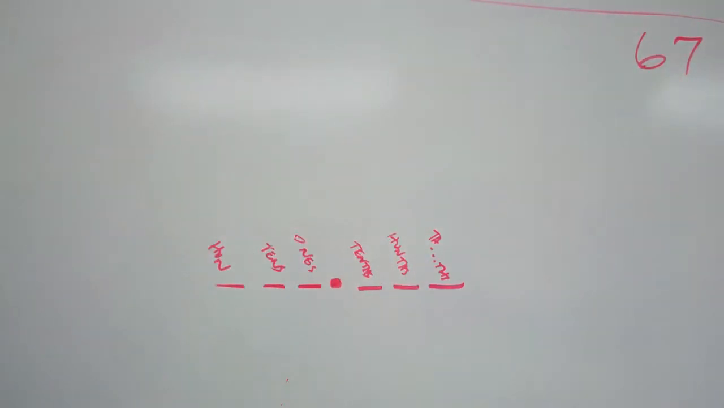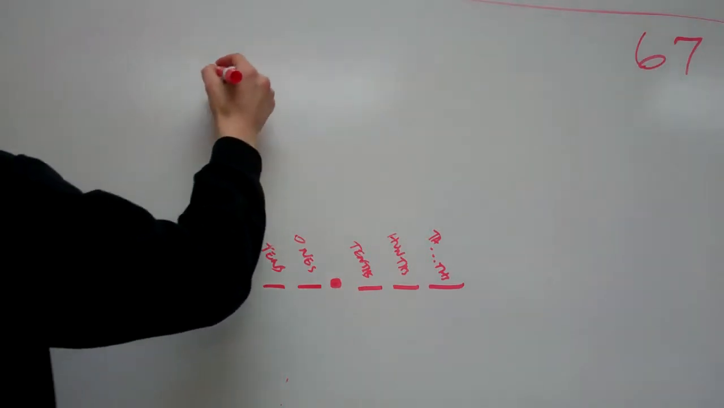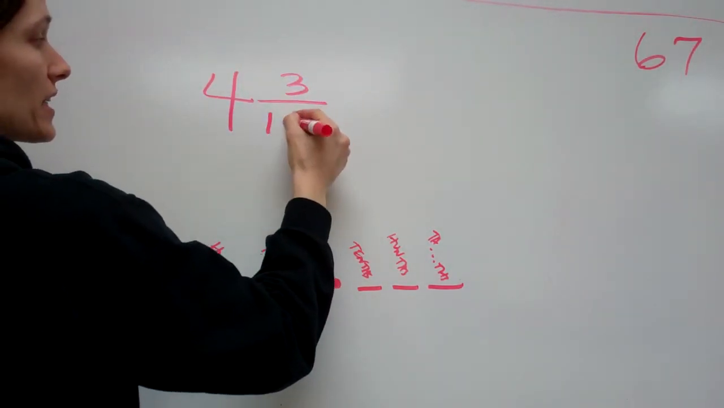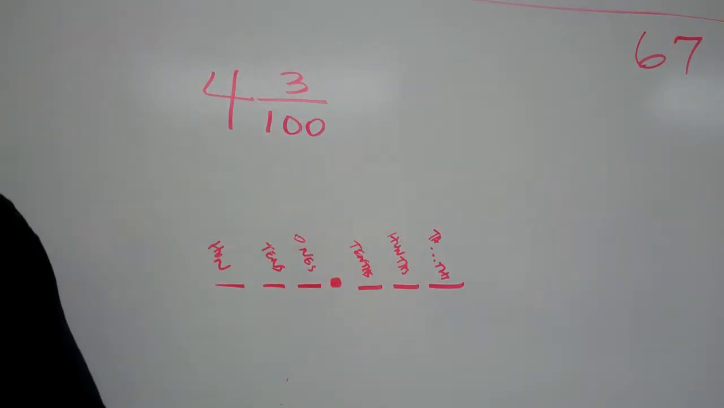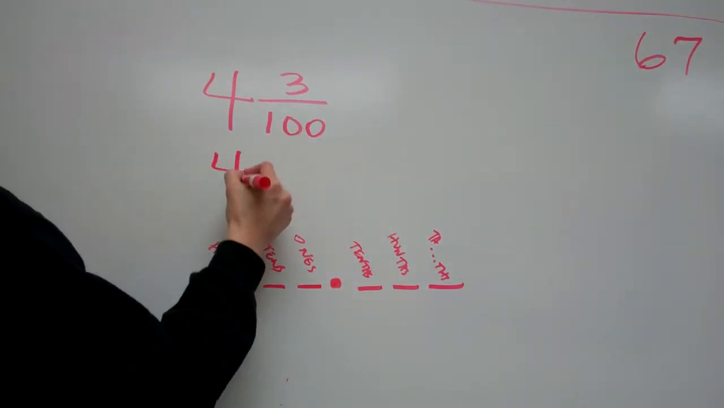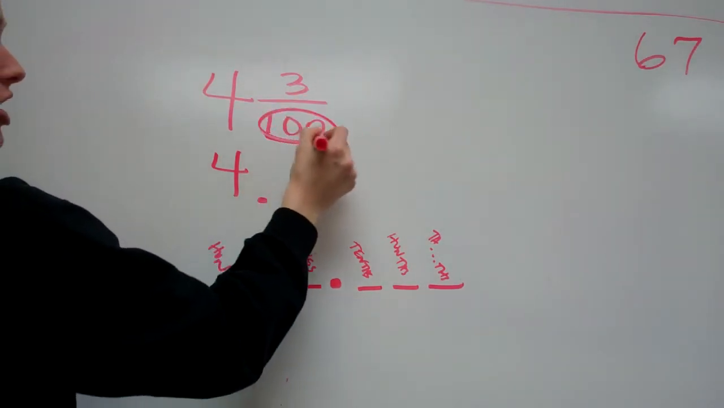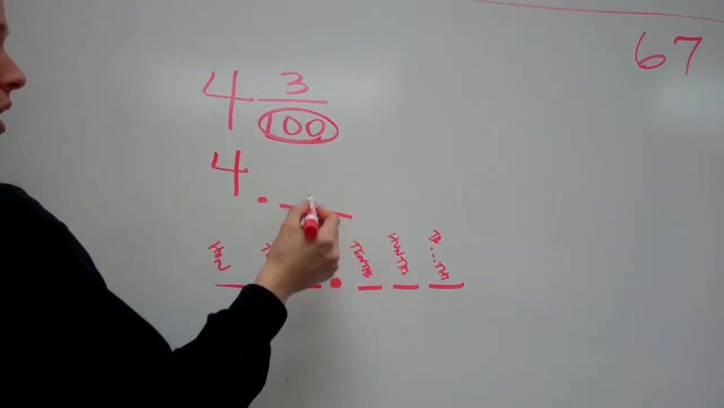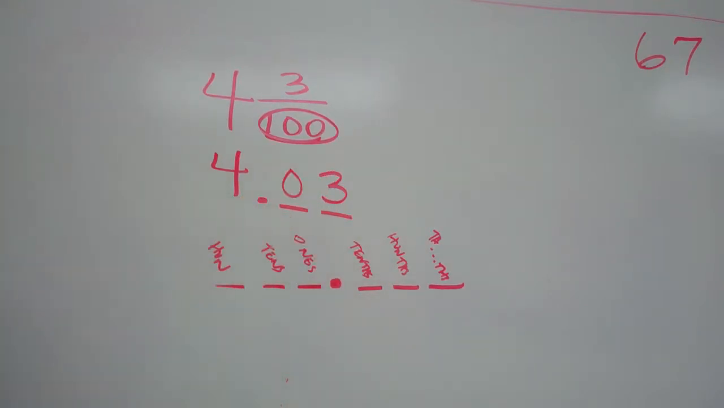Write this mixed number, which is 4 and 3 hundredths, as a decimal number. 4 and 3 hundredths as a decimal number. Great job. 4 is our whole number, so you would have put 4 point 0 3. And since it says hundredths, we go tenths, hundredths, so you have to put a 0 when you say it. Like, 4.03.